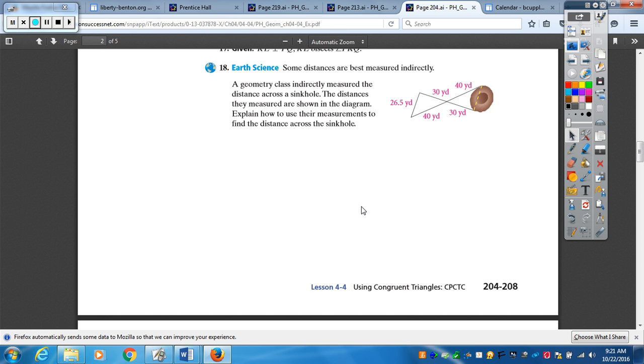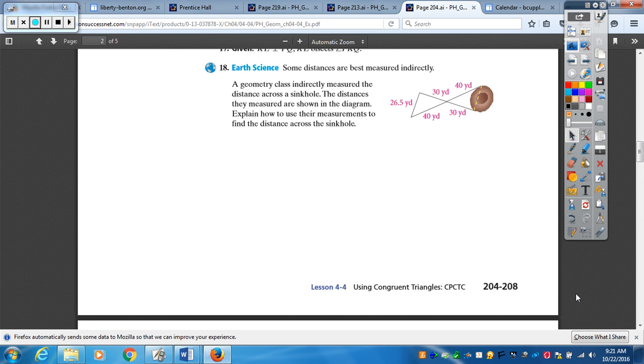Now, what I want you to see as we look at these two triangles up here is that the two triangles are going to be congruent to each other. As I look at the vertical angles, if I mark those down congruent, vertical angles congruent, this side corresponds with this side, that one would be with this one. So we have congruent triangles by side angle side. So what's the measure of the distance across the sinkhole? It's going to be 26.5 yards because the two triangles are congruent to each other. So again, 26.5 is what I'd be looking for there.